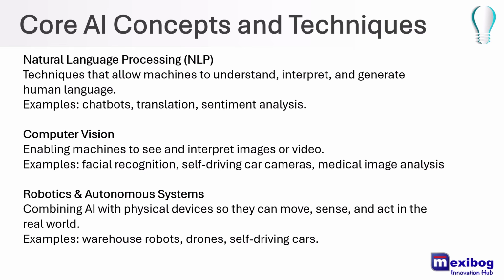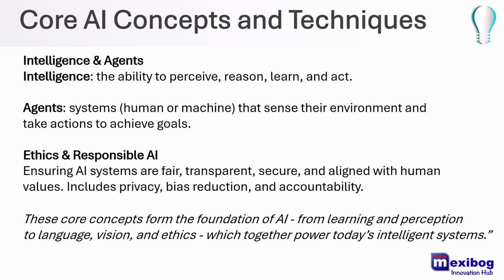Another thing you also need to know is intelligence and agents. All of us know what intelligence is. Intelligence is the ability to perceive, reason, learn, and act. So AI systems or agents, whether human or machine, can sense their environment and take actions to achieve goals.